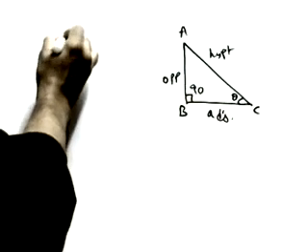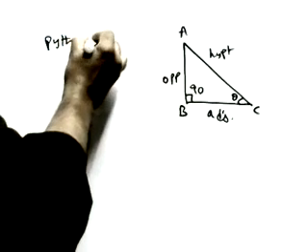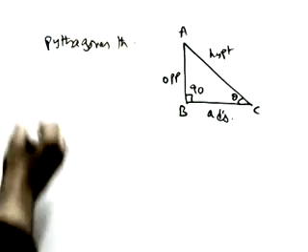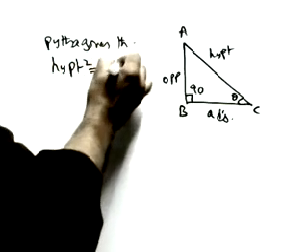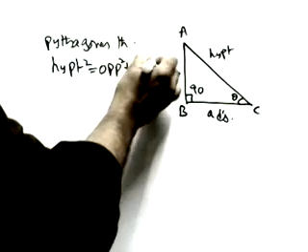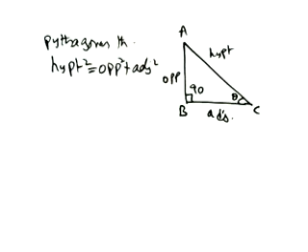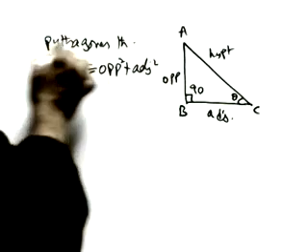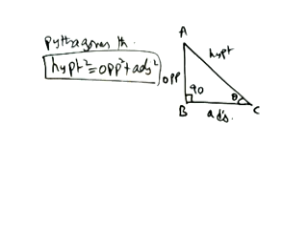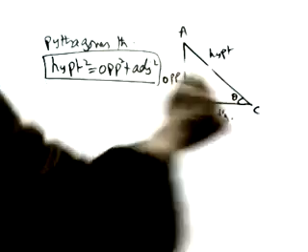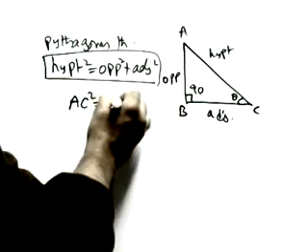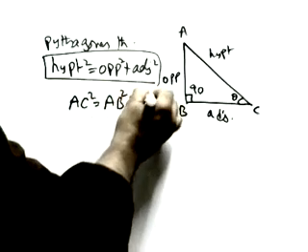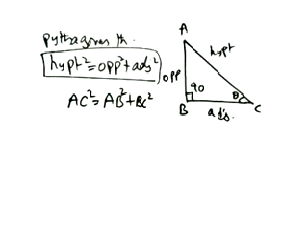So whenever we get a right angle triangle, we have to use the Pythagoras theorem. What is the Pythagoras theorem? Hypotenuse square equals opposite square plus adjacent square. A few questions are given on this formula. If you see in the figure, what is the hypotenuse here? AC square equals AB square plus BC square.